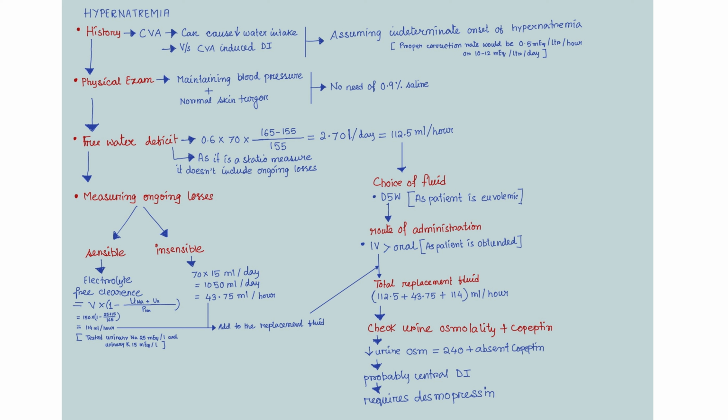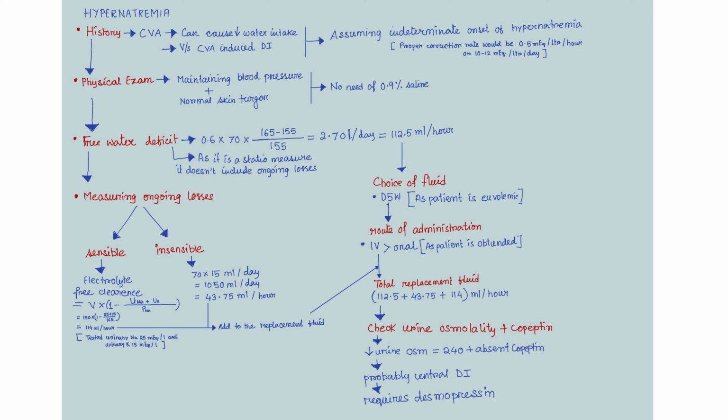And for insensible loss, we multiply 70, which is the body weight of the patient, with 15 ml per day. So that gives us 1050 ml per day. And if we convert that to an hourly rate, it would be 43.75 ml per hour. So we add this whole thing to the replacement fluid. That gives us the total replacement fluid of 270.25 ml per hour. Now the choice of fluid is D5W as the patient is euvolemic clinically.